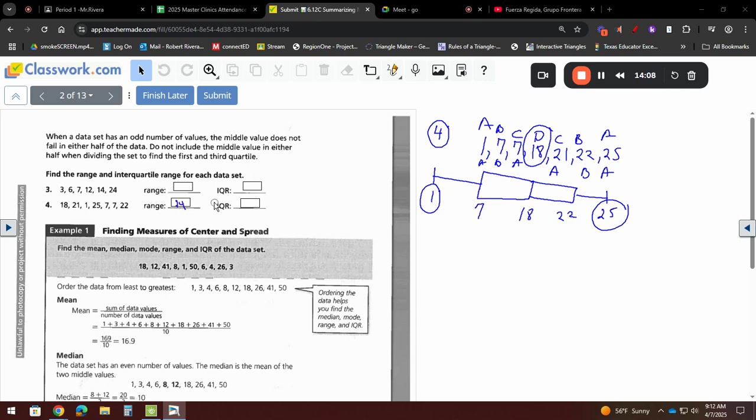Punching 24 here. How do I find the IQR? The upper quartile, Q3, and the lower quartile, Q what? 1. And what I'm going to do again? Subtract. 22 minus 7 is 15.